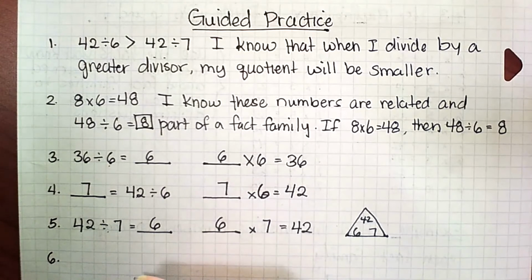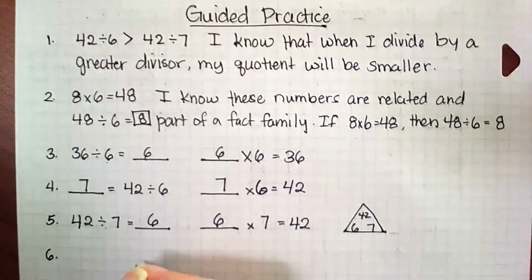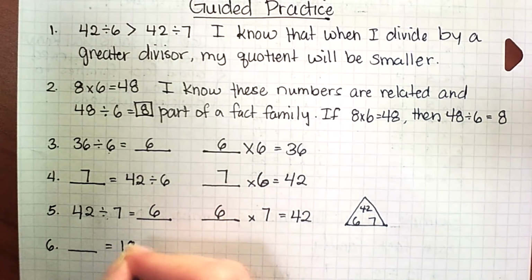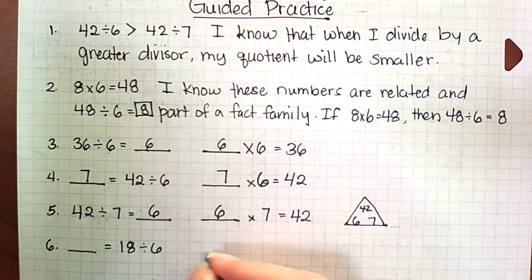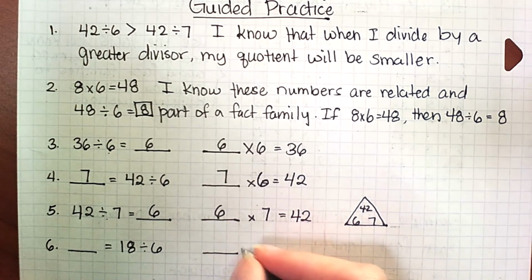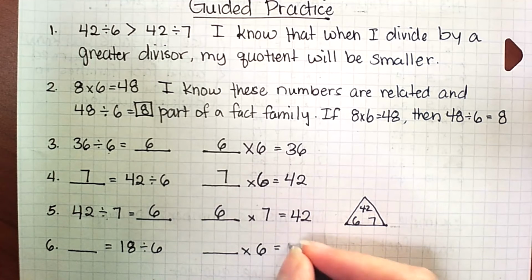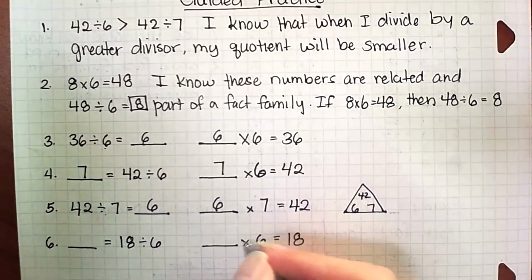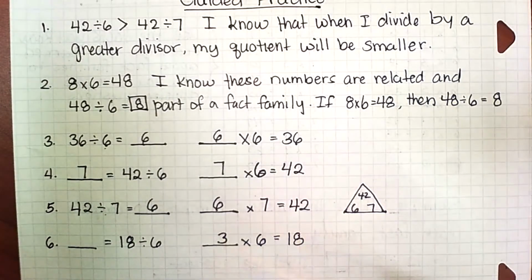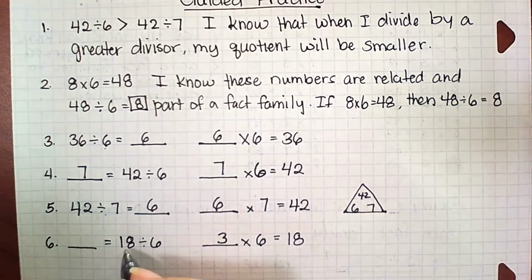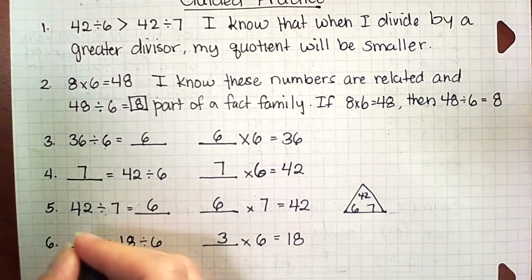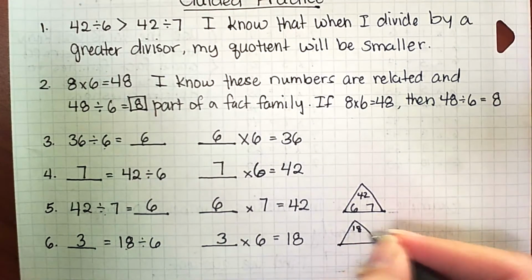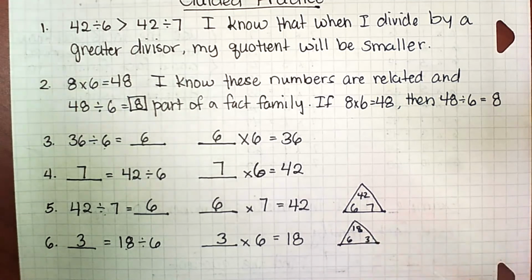Number 6 says a number is equal to 18 divided by 6. So I want to think, what number times 6 is going to be equal to 18? Or 6 times what number is equal to 18? I know my facts, so I know 3 times 6 is equal to 18, or 6 times 3 is equal to 18. So that means 18 divided by 6 is going to be equal to 3. Again, here's my facts. 18, 6, and 3.